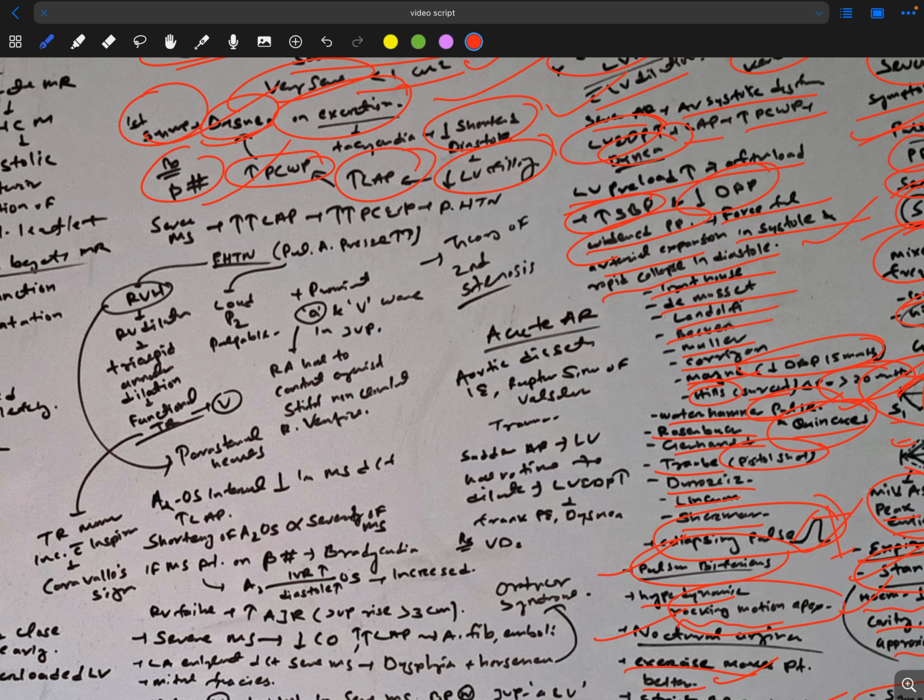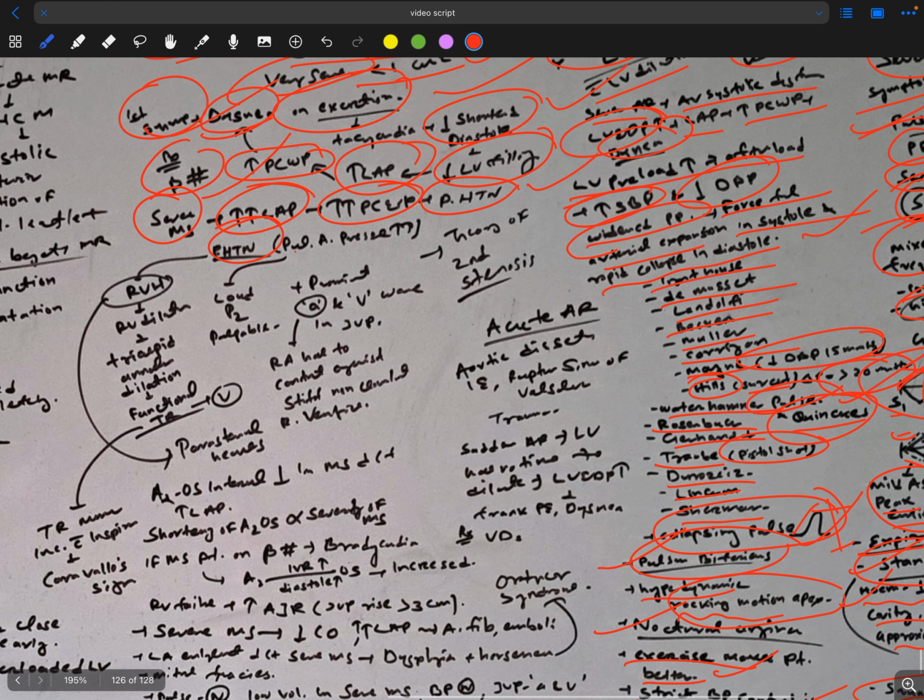It will cause bradycardia. So in case of severe MS, the increase in LAP and pulmonary capillary pressure in the long term will lead to pulmonary hypertension and vascular remodeling. That's called the second stenosis also. So pulmonary hypertension develops and pulmonary arterial pressure rises. When pulmonary arterial pressure rises, the right ventricle has to pump with more force. That will lead to right ventricular hypertrophy, then right ventricular dilatation, then tricuspid valve annular dilatation, that will lead to functional TR. So functional TR will be seen in case of MS.